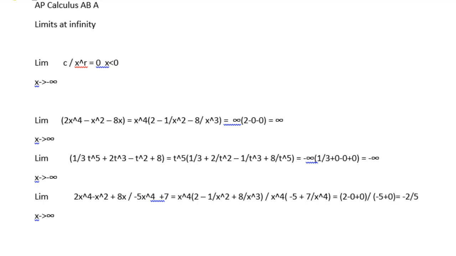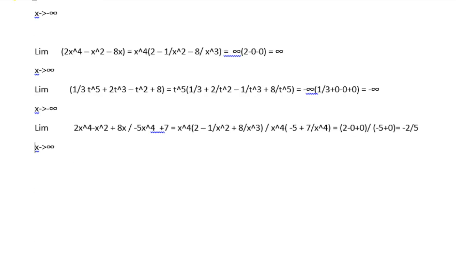And the same thing works for when you have square roots. However, I do want to recommend one course of action. So let's bring that back up. If you're doing the limit as x approaches infinity, let's say you had the square root of 3x squared plus 6 divided by 5 minus 2x.